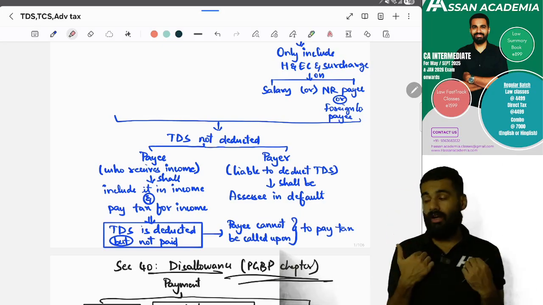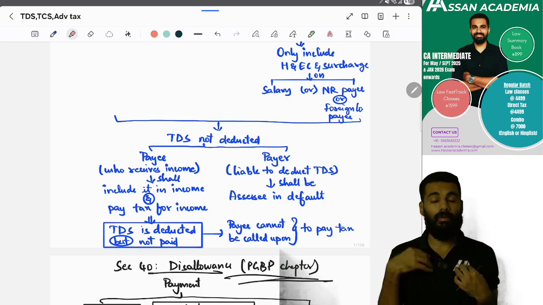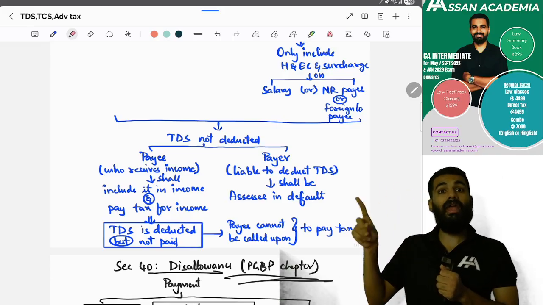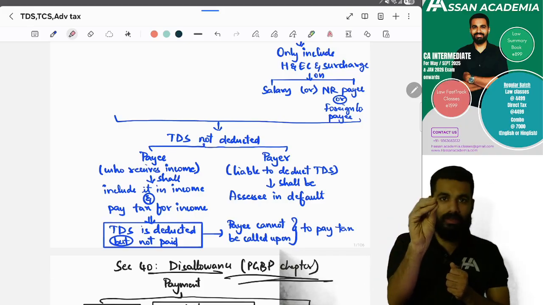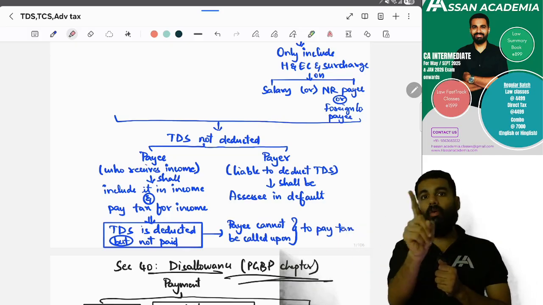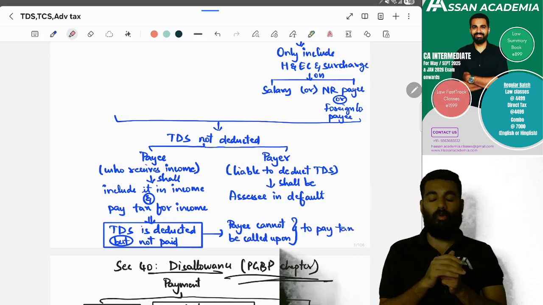But even though he received 100 rupees, he will consider this 100 rupees as income and he has to pay tax. But if the payer has deducted the 5 rupees but did not give it to the government, then the payee is not liable.